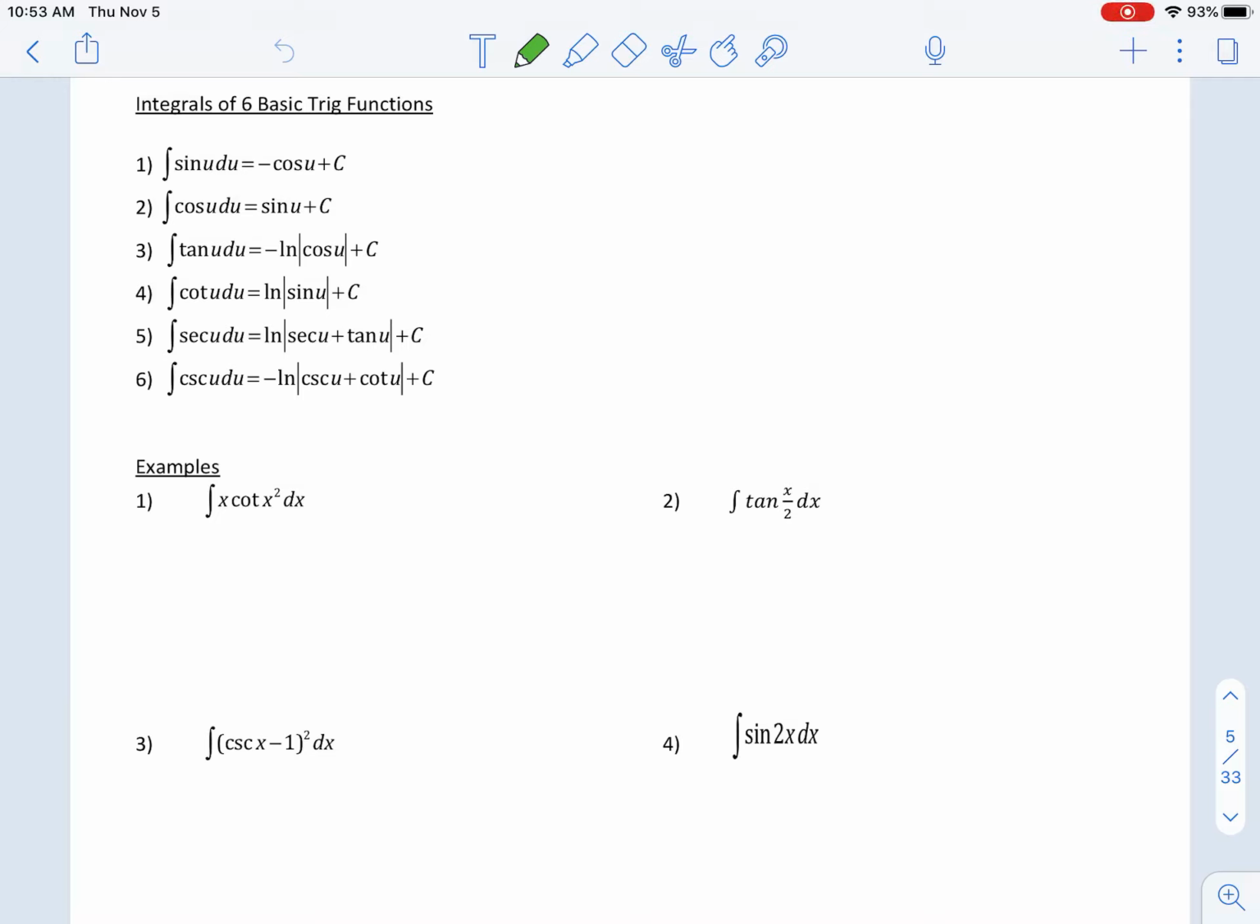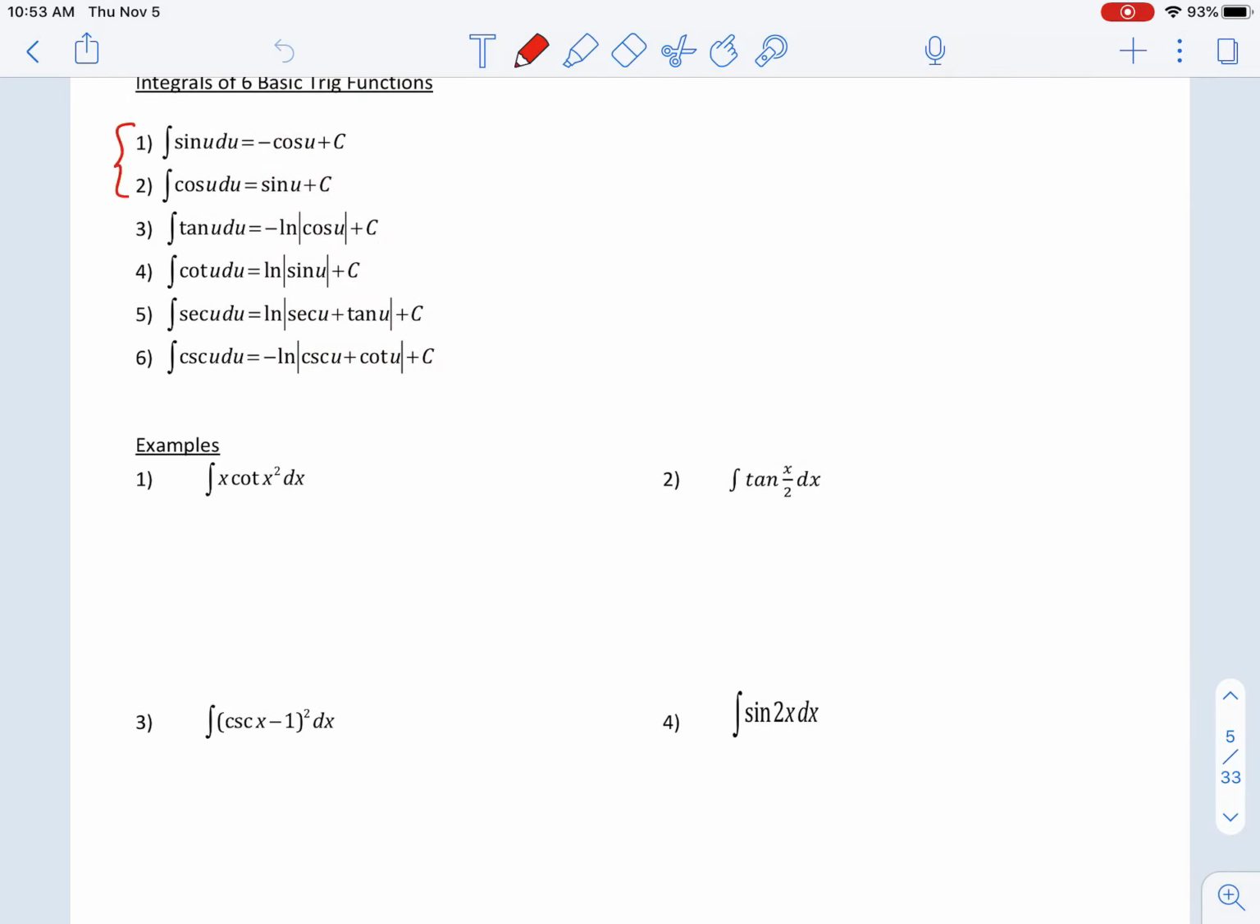Previously, we had learned the integrals of the sine and the cosine. So these two we've learned already. We learned that the antiderivative of the sine is negative cosine. The antiderivative of cosine is sine. Now we're going to learn the rules for the other four basic trig functions.